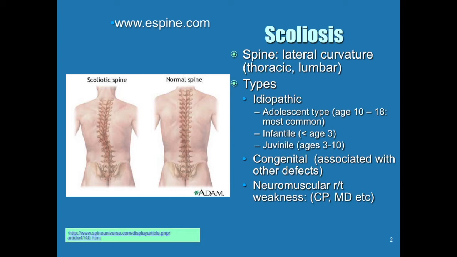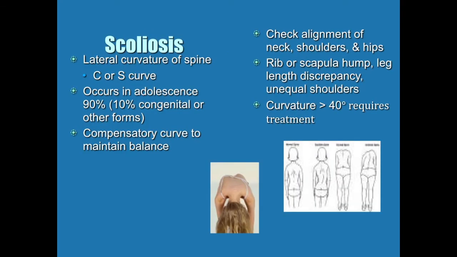If it occurs congenitally, it is associated with other defects, and it can also occur with other neuromuscular disorders like cerebral palsy, where it's quite common, as well as muscular dystrophy. What we see with scoliosis is a lateral curvature of the spine. It can have one curve or it can have two. If it has one, it is a C curve. If it has two, it is an S curve. So 90% of scoliosis occurs during adolescence. When they get that S curve, it's a compensatory curve to maintain balance when you are ambulatory.